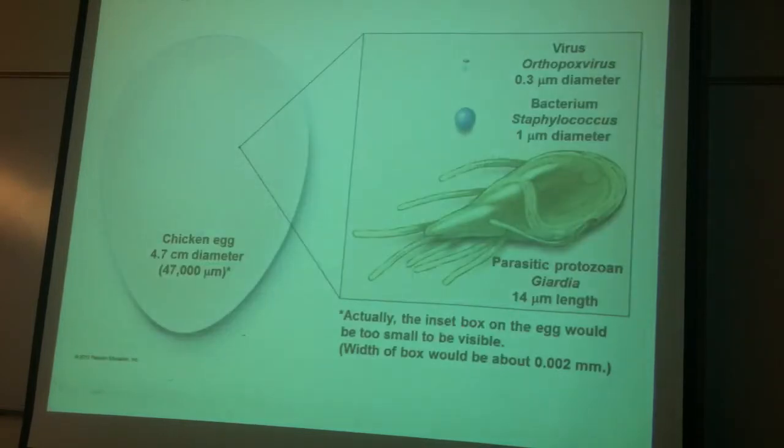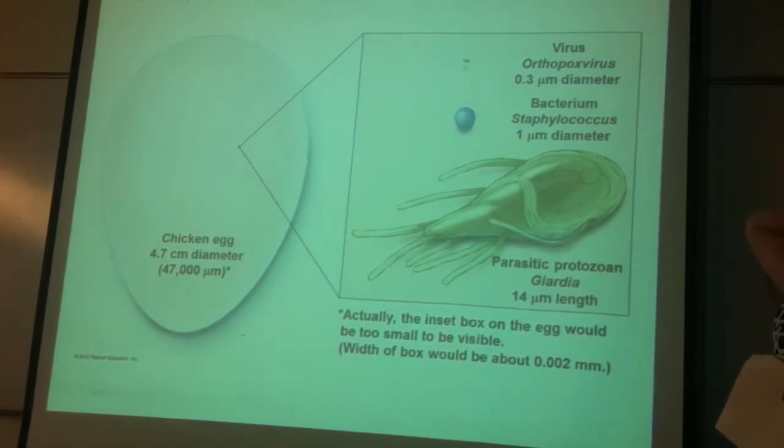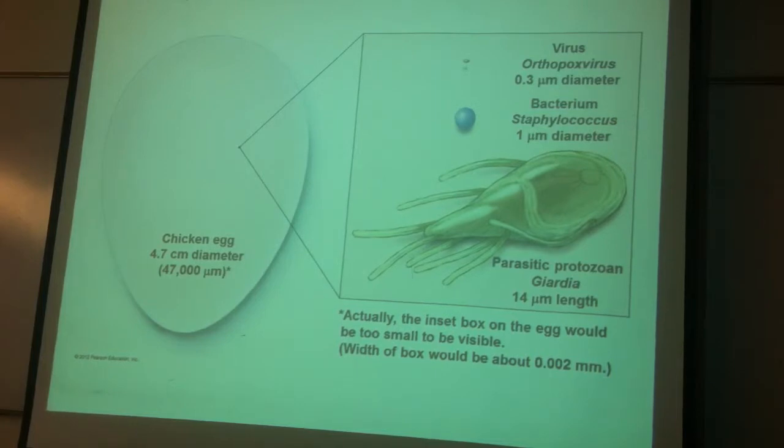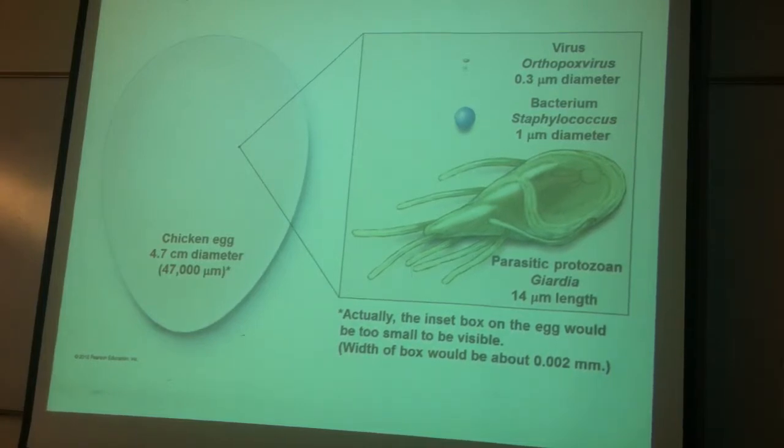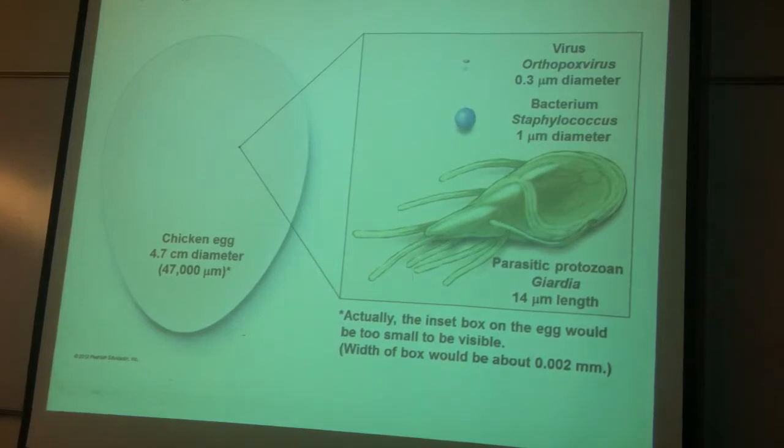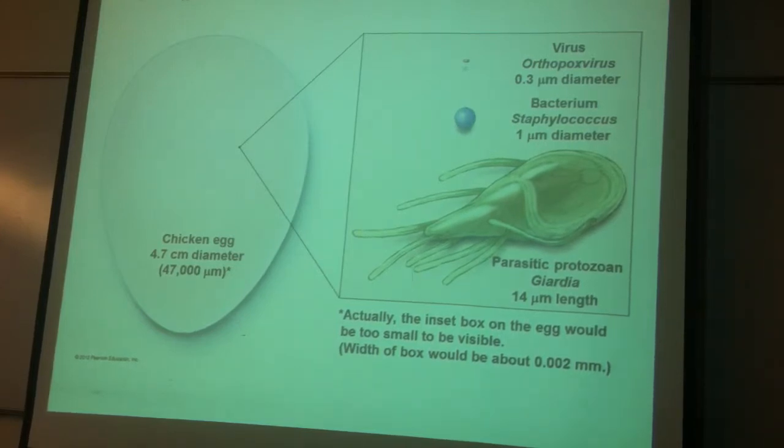With that, sizes. Again, just really to reiterate the sizes that we're looking at. So, virus, 0.3 micrometers. What's a micrometer again? 10^-6. Okay, versus bacteria, Staphylococcus, versus a parasitic protozoan, versus the size of a chicken egg. So you can start seeing the difference. I mean, we're talking centimeters, or 47,000 micrometers. Cray cray.